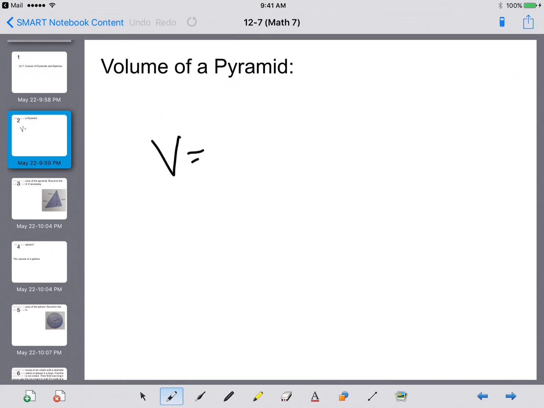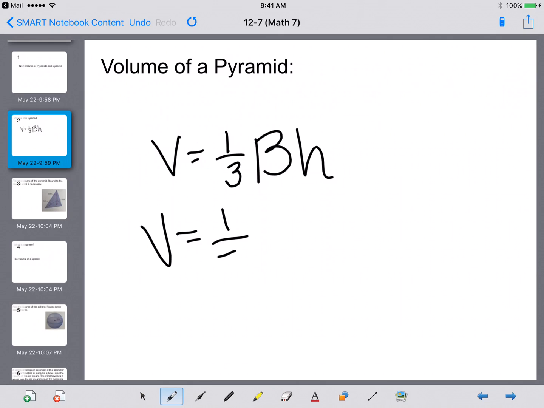somewhat similar to our cone formula. So it's 1/3 times the base, the area of the base, times the height. So like that, with that being said, your volume is 1/3, that's a 3, sorry, times the base times the width, right? Divided by 2 times your height.